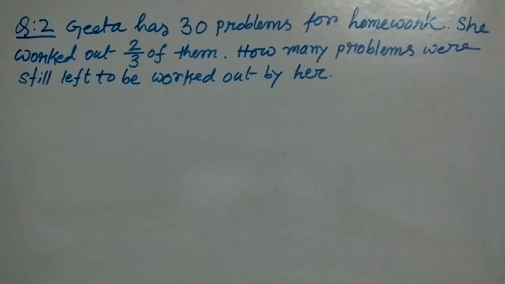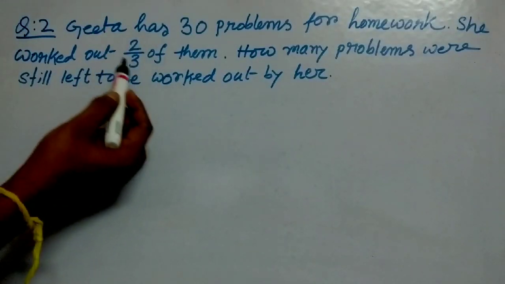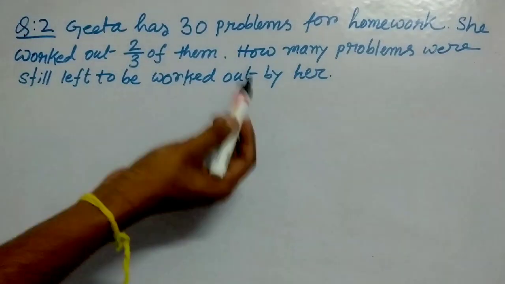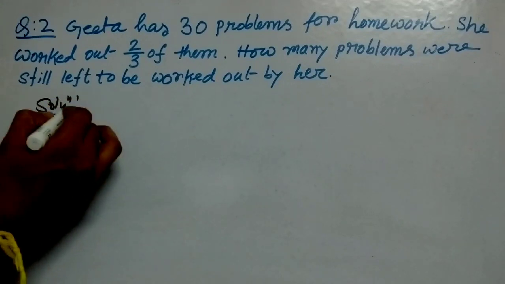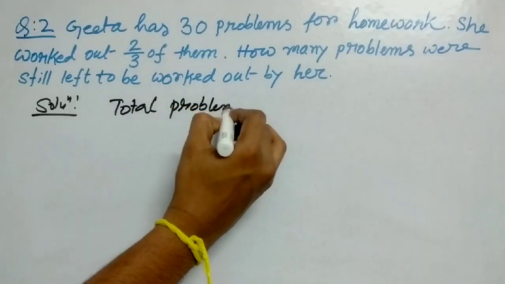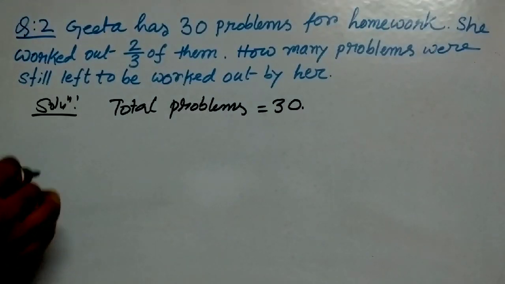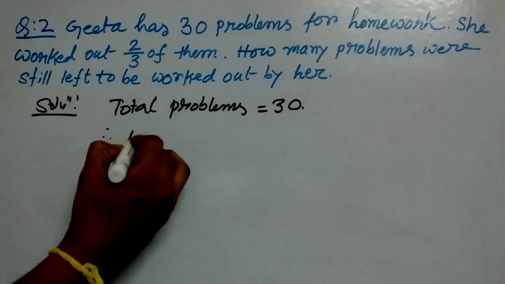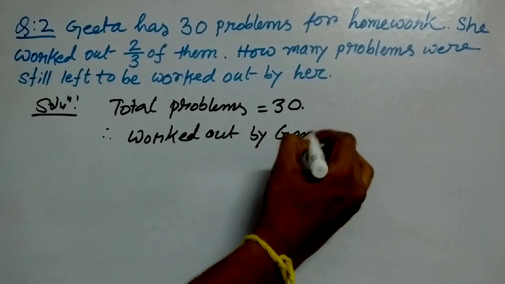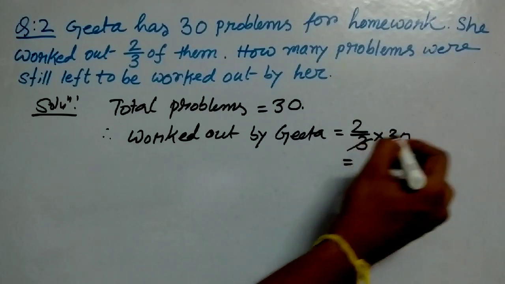This question says that Geeta has 30 problems for homework. She worked out 2/3 of them. How many problems were still left to be worked out by her? See, here total problem equals to 30. Now worked out by Geeta is 2/3 of them, that is equals to 2/3 into 30, that is 20.